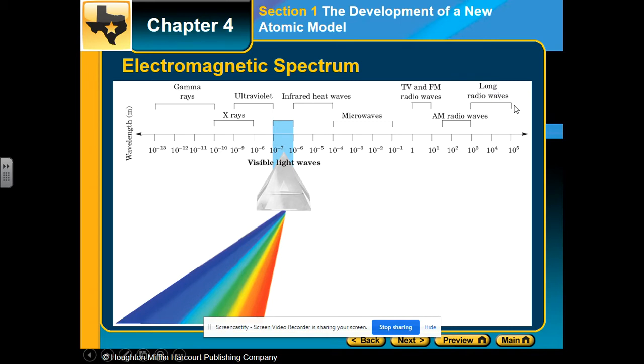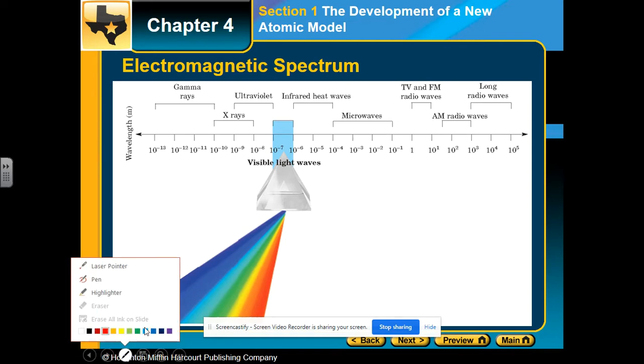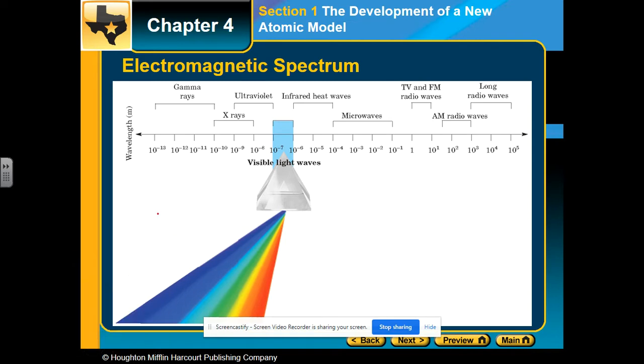Another thing to note on here is your frequency. This is wavelength being shown here, but you also need to know that frequency is higher on this end. So gamma rays have a high frequency. Radio waves have a lower frequency. So as the wavelength is longer, the frequency is lower.